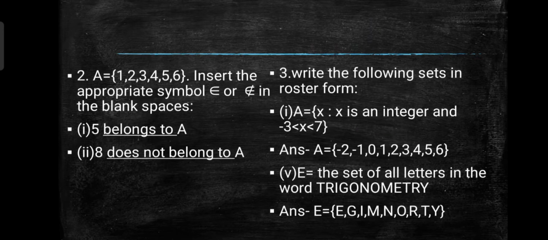Next, the second question: they've given a set A = {1, 2, 3, 4, 5, 6}, and they've asked to insert the appropriate symbol of belongs to or not belongs to in the blank spaces. So 5 dash A. What relation do 5 and A have with each other? 5 is an element in A, right? So you write it as 5 belongs to A. Okay, so that's how you do it.